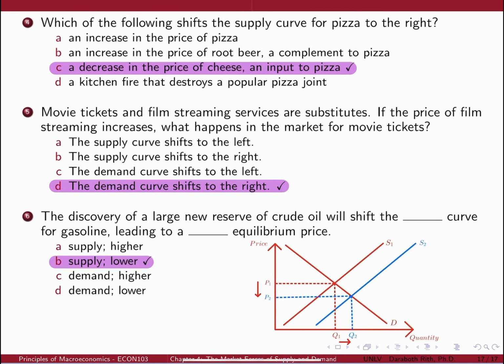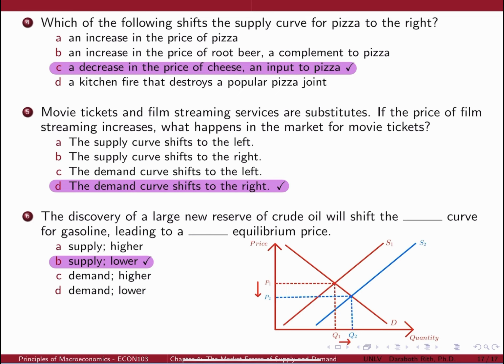Question number 5. Movie tickets and film streaming services are substitutes. If the price of film streaming increases, what happens in the market for movie tickets? As discussed, for substitute goods, when the price of the item increases, it is a good reason to increase demand for our preferred item. So in this case, since we know that movie tickets and film streaming services are substitutes, if the price of film streaming increases, it will bring a positive impact on the market for movie tickets. So the answer is D, the demand curve shifts to the right.